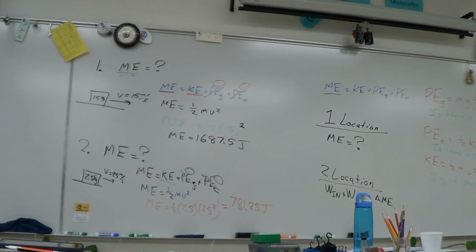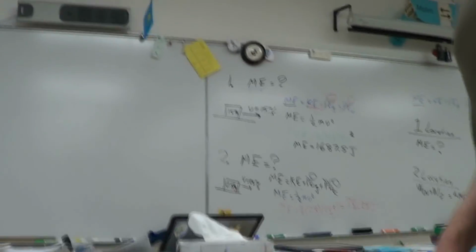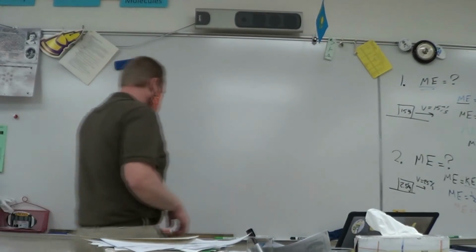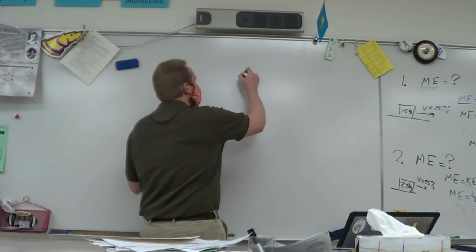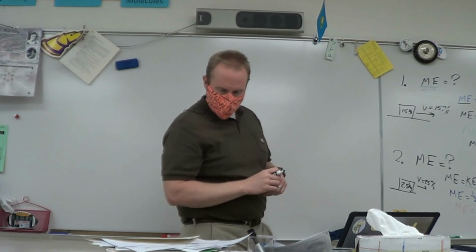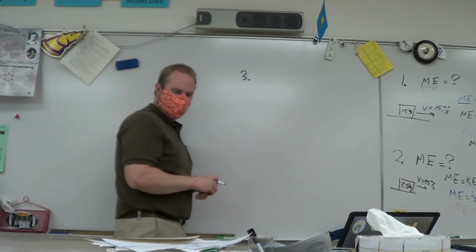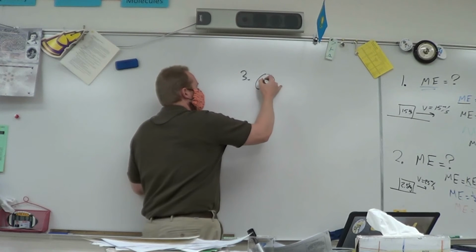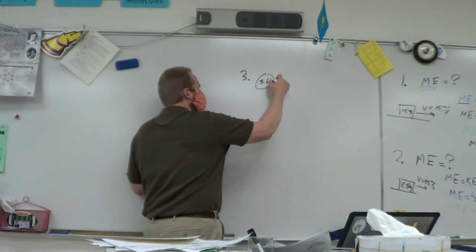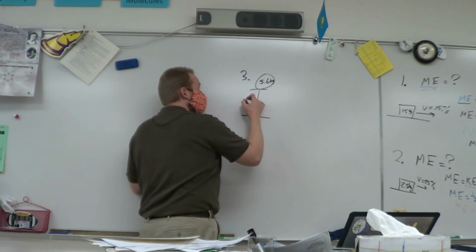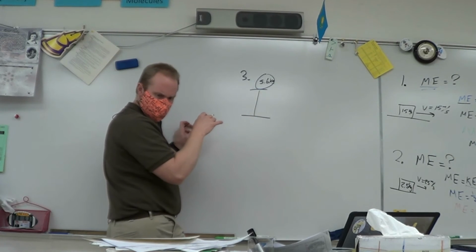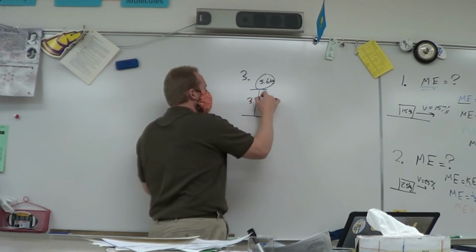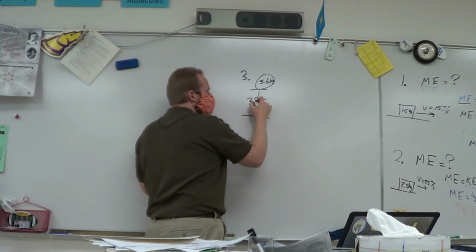This one's a little bit different. Still, it's a one location problem. So if we take a look at question number 3, question 3 says, how much mechanical energy does a 5.6 kilogram ball have that's 3.5 meters above the ground? So I have a 5.6 kilogram ball that is 3.5 meters above the floor.